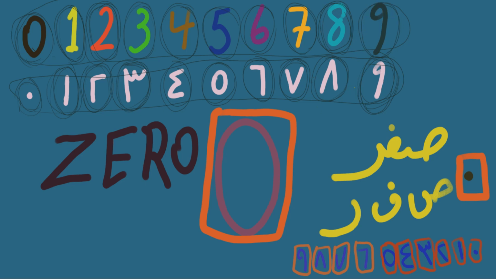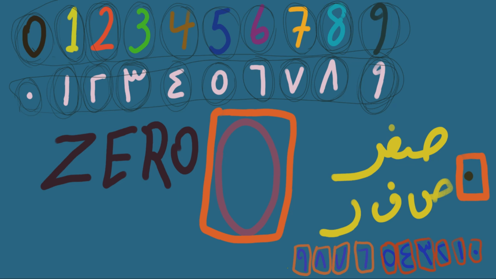So I'll go through the numbers one by one and explain the spelling in Arabic and English. So in Arabic we start from right to left. 0 1 2 3 4 5 6 7 8 9.